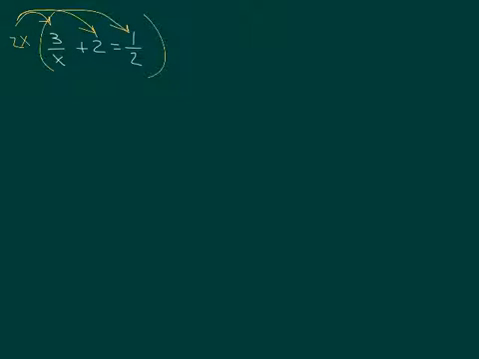Alright, now again we're going to distribute just like we did in the last example. So I'm just going to write it out. I'm not going to actually multiply yet. And I'm going to multiply 2x times 2, and I'm going to multiply 2x times 1/2. So I'm just showing that I'm going to distribute that 2x and multiply each one of the terms by it.